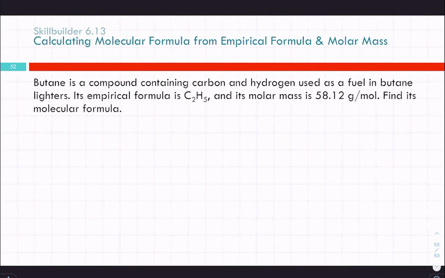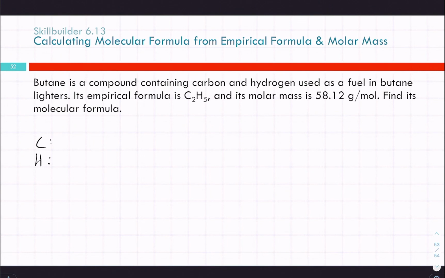Yeah, so this is the last one. For the one that I did skip, go back. It uses the thing that I talked about with metal oxides. It's that same kind of problem. But butane in this example is a compound containing carbon and hydrogen used as a fuel in butane lighters. The empirical formula is C2H5, and its molar mass is 58.12.